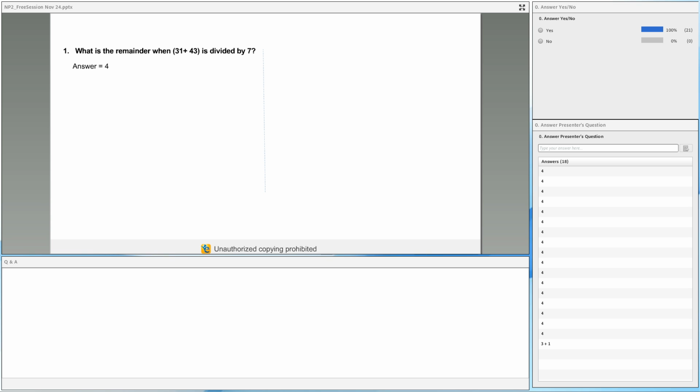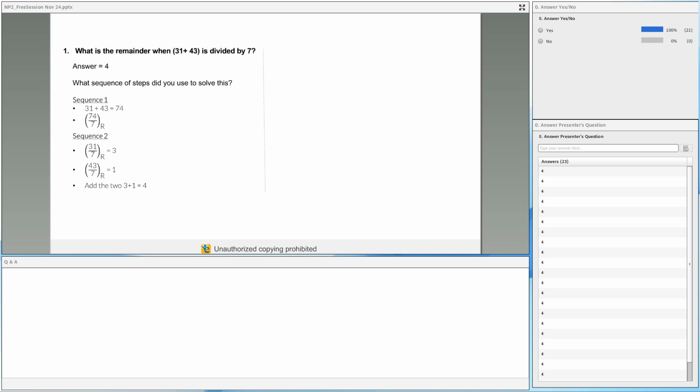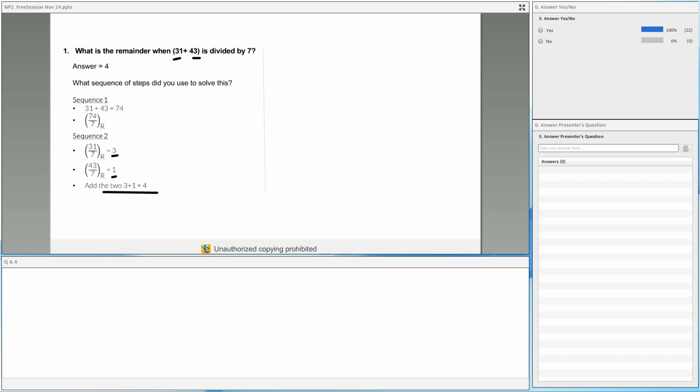Now you might be wondering, why am I asking this? The reason is that there are 2 ways to solve this question. Whenever you have an addition sign, one thing you can do is simply add the numbers, 31 plus 43, get 74 and divide by 7. The other way to do it is to divide each number, 31 and 43, by 7. Find out the remainder of 31 by 7 and 43 by 7 and then add those up to get the remainder. Now, which one did you all use? The first one or the second one?